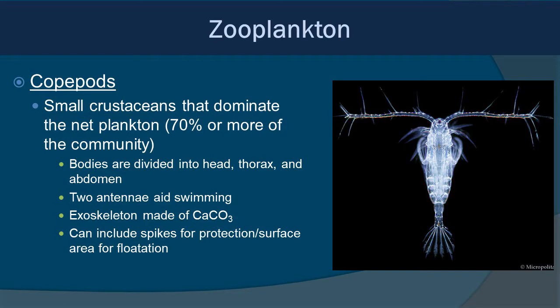Now let's go to the copepods. Copepods are small crustaceans that dominate the net plankton. Almost 70% or more of the community are copepods. Their bodies are subdivided into head, thorax, and abdomen. They have 2 antennae that aid swimming, and their exoskeletons are made out of calcium carbonate. And they can include spikes for protection and surface area for flotation. Basically what that means is, if you have large extensions, that makes it a little harder for you to sink in the water column. It helps catch surface tension a little bit.